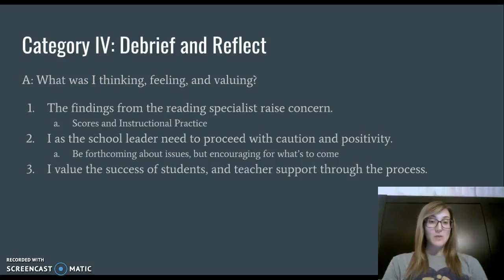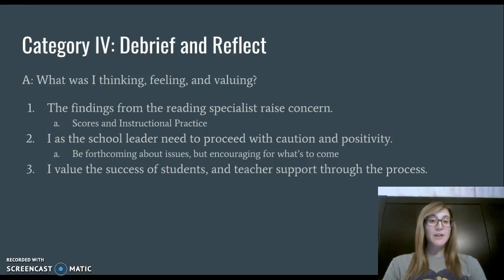Second, I as a school leader felt that I needed to proceed through this process with caution and remain positive. I want to be forthcoming about the issues, but also be encouraging for what's to come in the future. Because even though there is a problem that we are trying to fix, it can be an exciting time for our building as we make those changes.